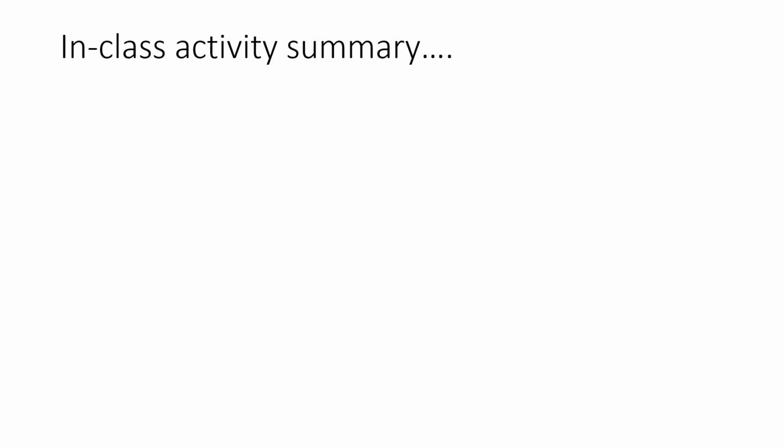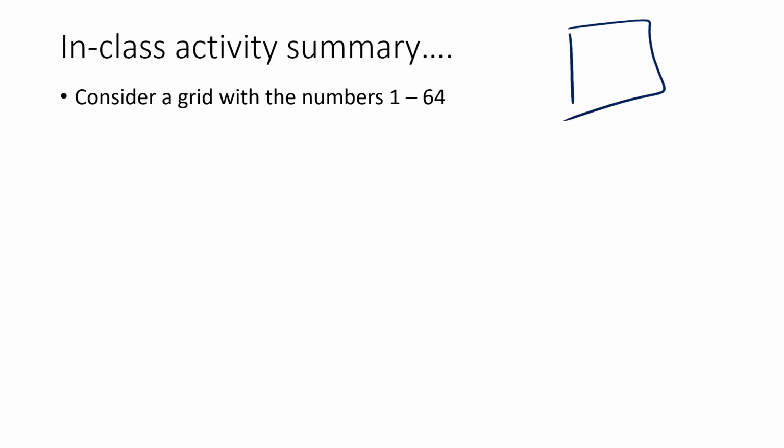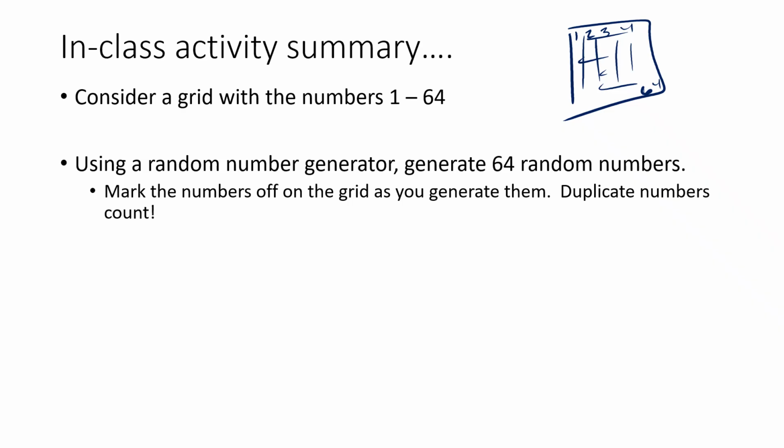Now, you'll see from my data, this is one of those activities that isn't necessarily great if you just do it once, because it relies on statistics and it relies on having a lot of data points. So you'll see what I mean. Here's what the activity looks like. You consider a grid with the numbers 1 through 64. So something that looks like this, and you've got the numbers 1, 2, 3, 4, and it goes all the way up to 64. And then you'll use a random number generator to generate 64 random numbers.